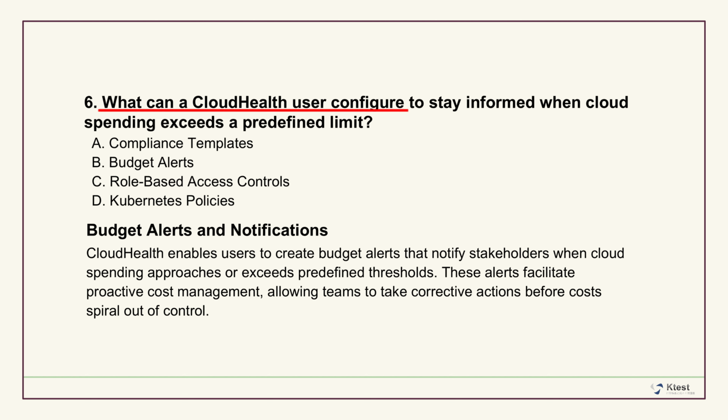But what about just staying on top of spending before it gets out of hand, like proactive warnings? For that, the source mentions budget alerts. Budget alerts. Sounds pretty self-explanatory. Yeah, it's straightforward. The explanation says they notify users when their spending approaches or exceeds a specific limit that they've defined within CloudHealth. So you get a warning shot, basically. Hey, you're getting close. Exactly. It helps prevent those surprise bills and improves financial governance. The source labels this budget alerts and notifications.